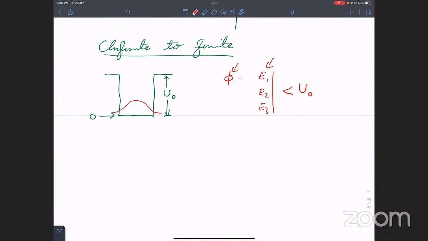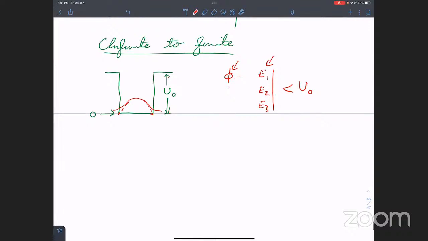However, because U0 is finite, for an infinite potential well, the wave function went to 0 completely at the walls. But that is no longer possible here. So now there is some finite probability for the electron to exist outside of the well, even if it has an energy less than the barrier.